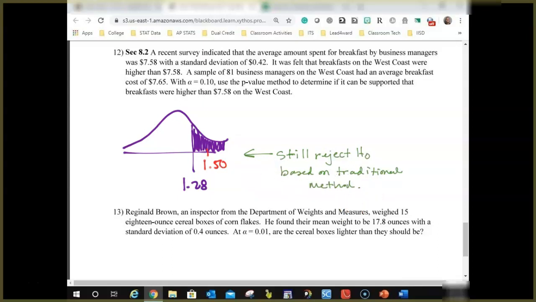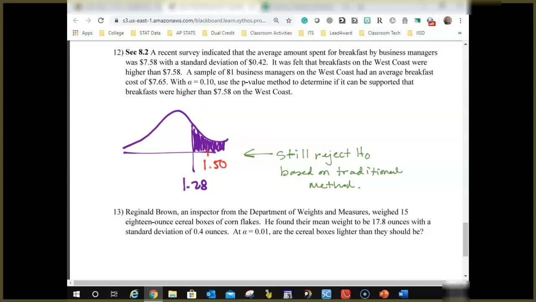So whatever decision we make for the p-value method should be the same decision you make using the traditional method. In essence, it doesn't quite matter if you use the p-value or the traditional method because you should get the same outcome. If one method causes you to reject and another method causes you not to reject, then we would need to reevaluate, make sure we didn't make any errors in our calculation, because we should get the same outcome each time.